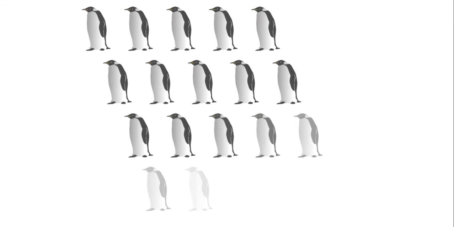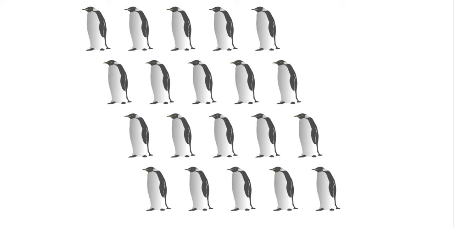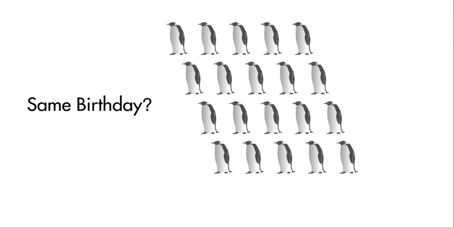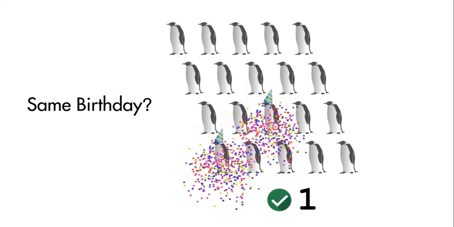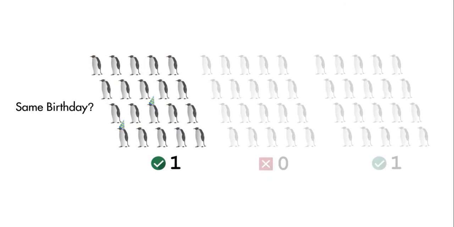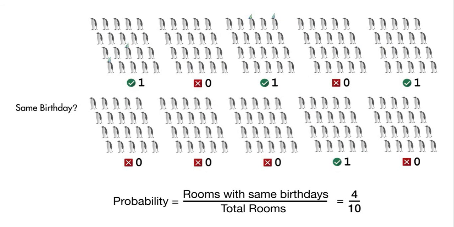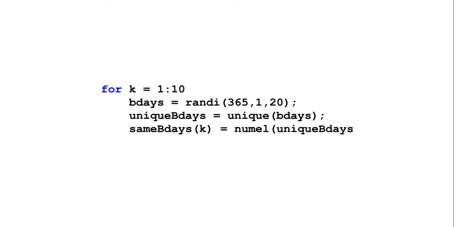For example, in a room of 20 people, what is the probability that at least 2 people share a birthday? One way to get an answer would be to fill a room with 20 people and see if anyone shares a birthday. Then repeat the experiment for a bunch of rooms and count how many of the rooms have a group that shares a birthday. The result will be more accurate if we repeat the experiment many times. A for loop is the perfect way to automate this.